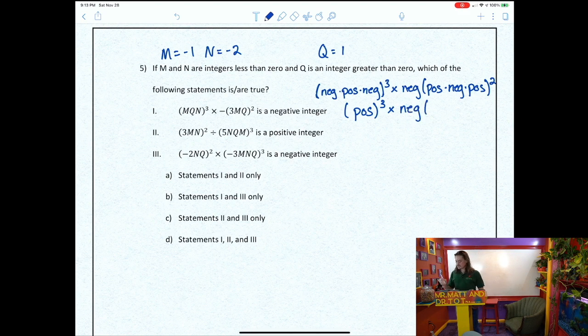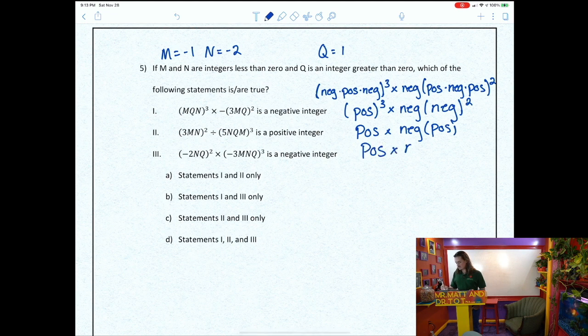I'm going to keep that negative on the outside and evaluate within the parentheses first. So within the parentheses, a positive times a negative times a positive. There's only one negative. There's an odd number of negatives, so that's going to remain negative, and that's going to be a negative squared. A positive cubed is going to be positive. A negative squared is going to be positive, because that's an even exponent. A negative times a positive is negative, so this is a positive times a negative, which will be a negative product. So statement 1 is true.